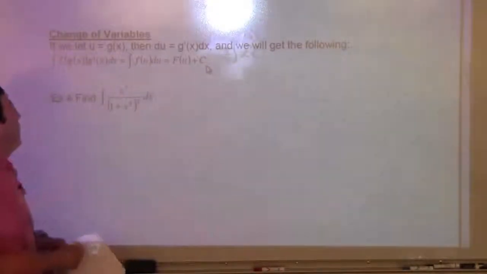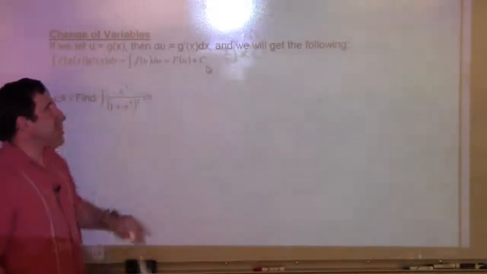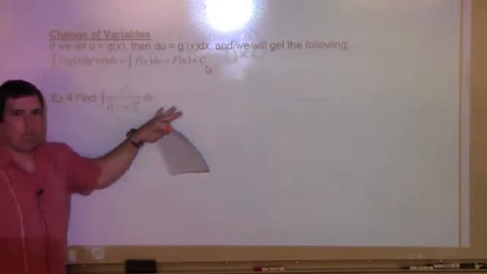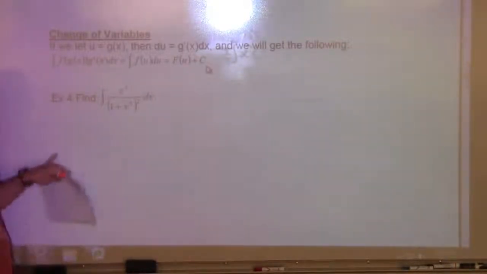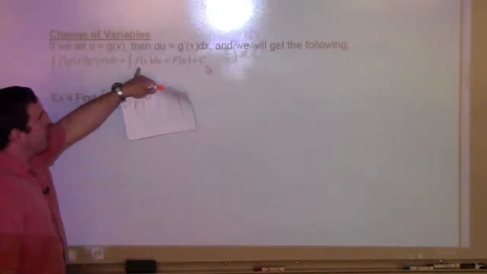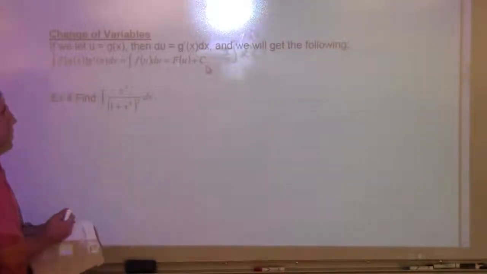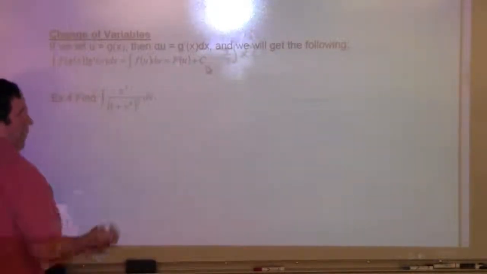Change of variable. If we let u equal g of x, then du equals g prime of x dx, and we get the following. This is kind of what I've been doing already, so this is the formalization of that. F of g of x times g prime of x dx becomes f of u du, which is capital F of u plus c. That's the antiderivative.